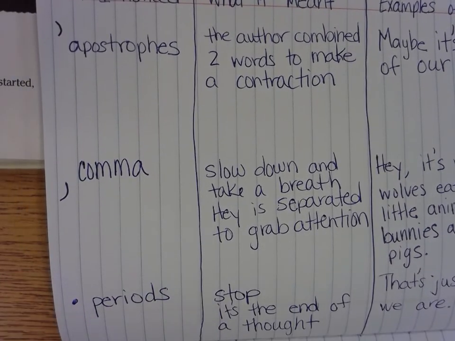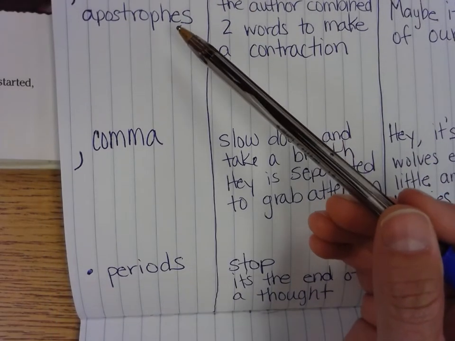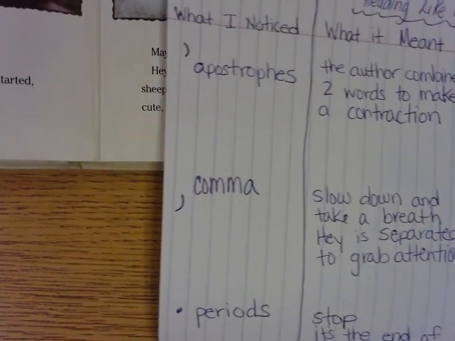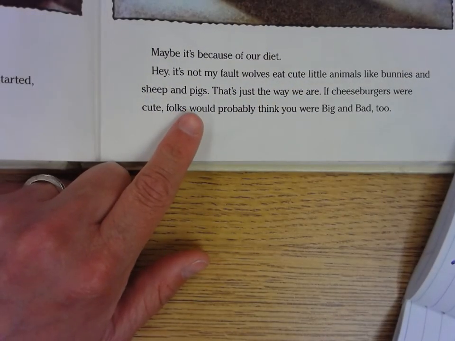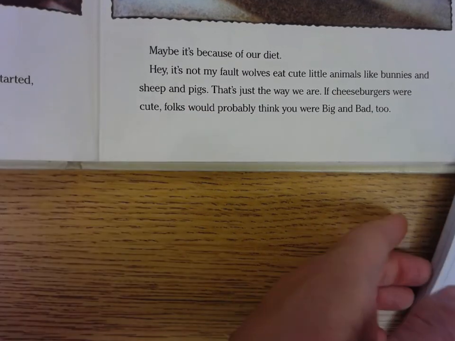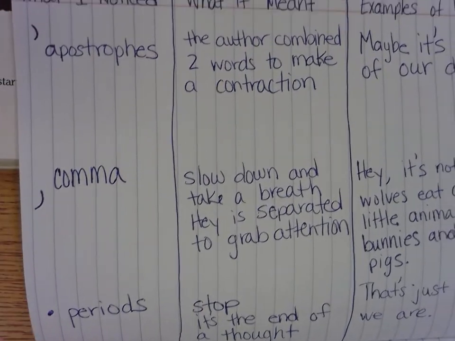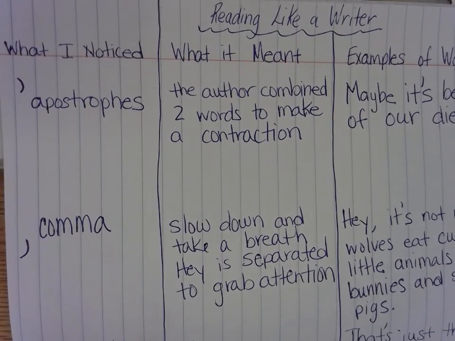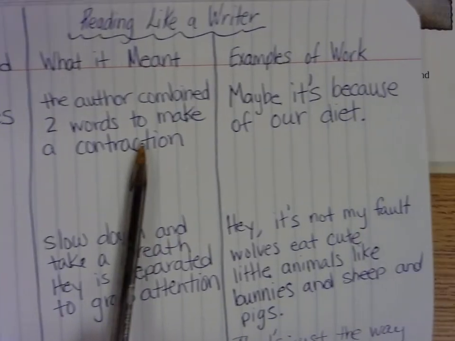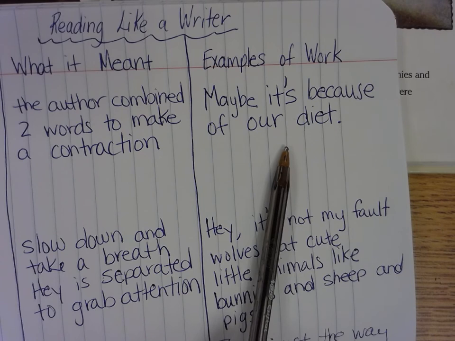In your notebook, I expect for you to notice at least 3 different punctuation marks. At least 3. Mine happen to be all on the same page. Yours do not have to be on the same page. Maybe you noticed something on page 38, something different on page 42, and something else on 53. So your mission is to read like a writer, track the punctuation that you notice, what it means, and then copy a sentence using that punctuation mark.